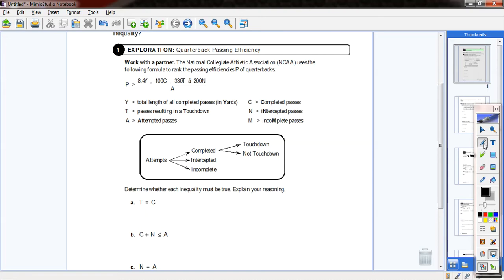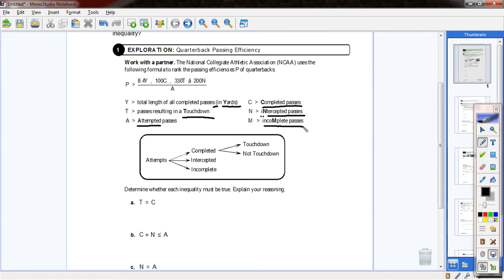Okay, so it's the length of all passes. It's the number of yards. Y stands for yards. T is the number of what? Number of touchdowns. A is the number of attempts. C is completed passes. N represents intercepted passes. And M represents incomplete passes. And they ask you some questions about this.